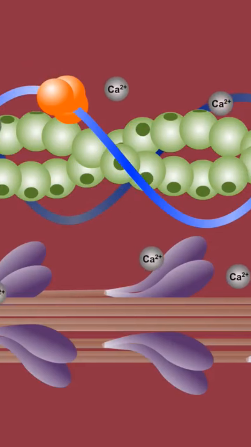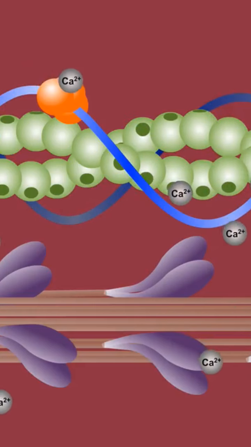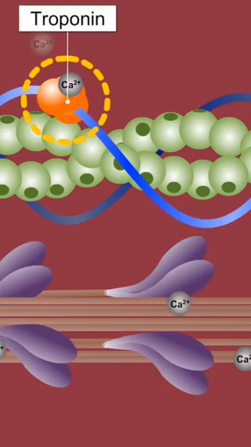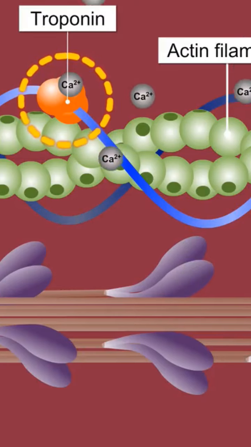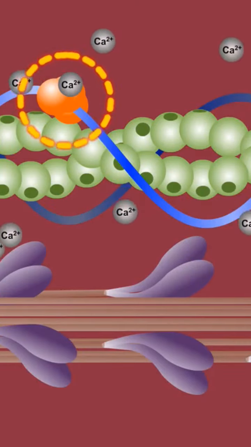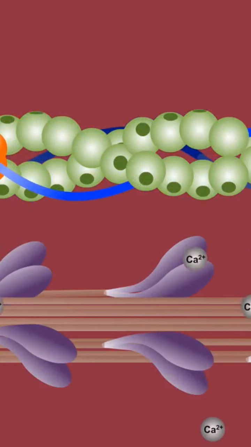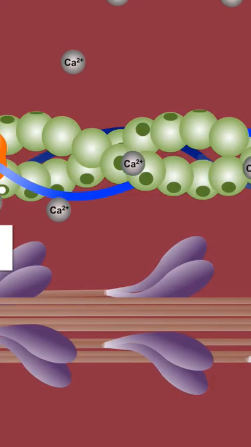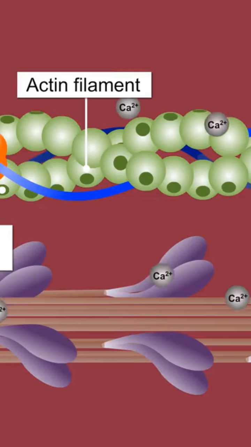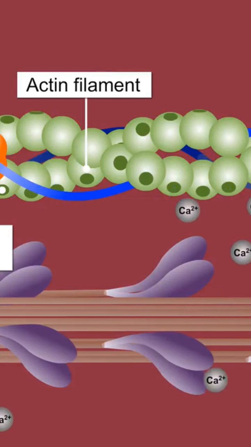The increased level of calcium ions leads to the binding of calcium with the subunit of troponin on the actin filaments. This interaction triggers a conformational change in the tropomyosin, thus preventing it from masking the active sites for myosin present on the actin filaments, leaving them exposed.